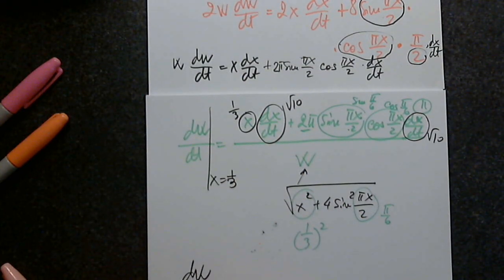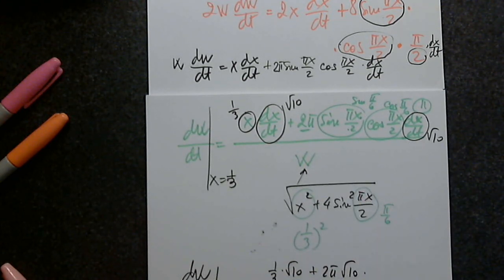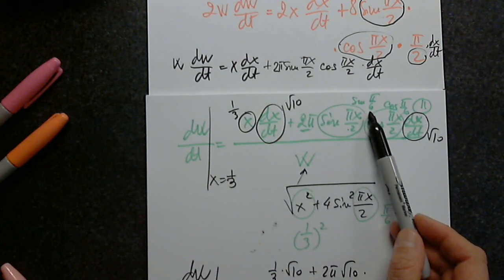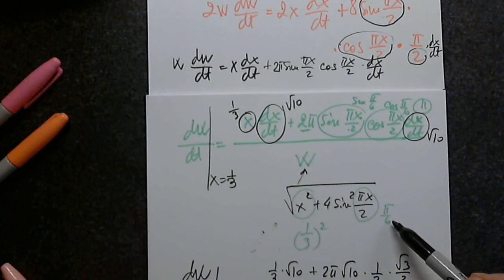So dw over dt when x is 1/3 is 1/3 times the square root of 10 plus 2 pi the square root of 10 times sine pi over 6. Do we remember sine pi over 6? Is 1/2. Smallest angle, sine pi over 6. Cosine pi over 6, however, is the square root of 3 over 2. Now over the square root of 1 over 9 and plus 4. Sine pi over 6 is 1/2, but it has to be squared times 1/4.